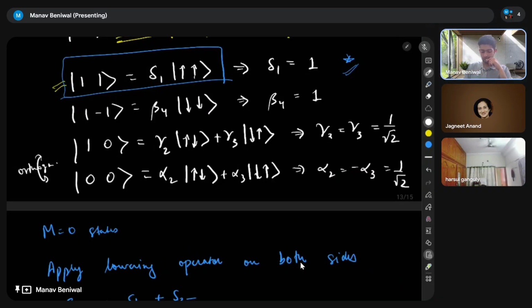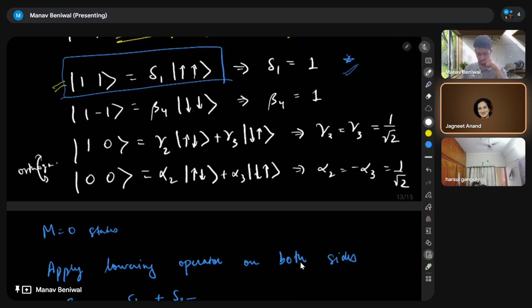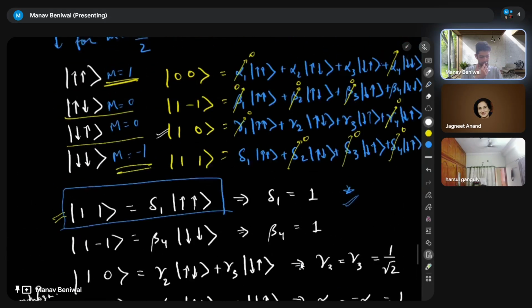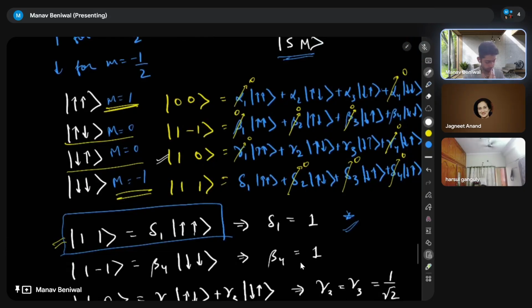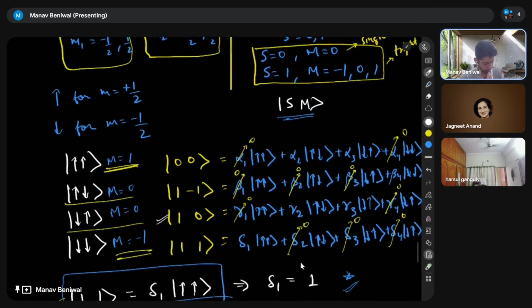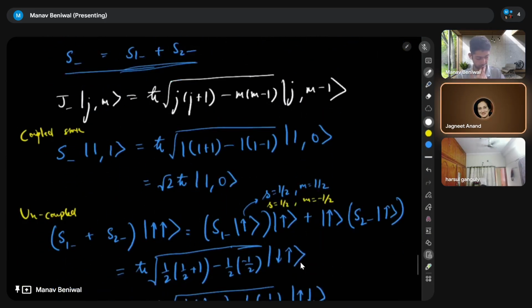Okay, I guess it's already time. Do we have to write it in the matrix form also? Yes. Here you can see it's like a matrix only, and we can write this down in the matrix form. These two will be 1 by root 2 and minus 1 by root 2, and this will be 0 there. Do you want me to write it down? Yeah.